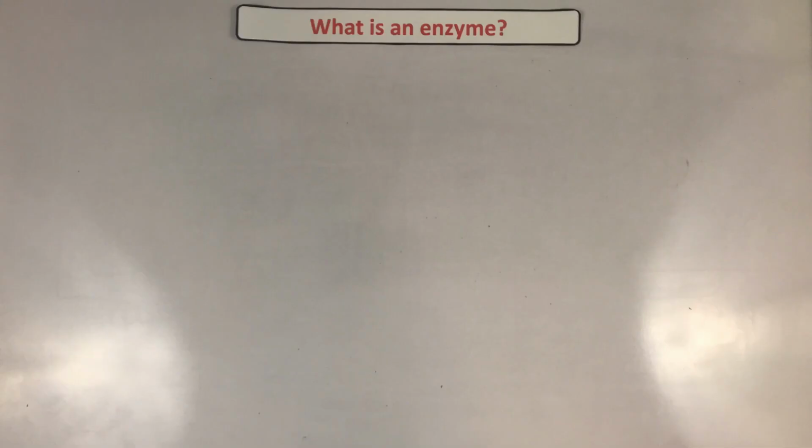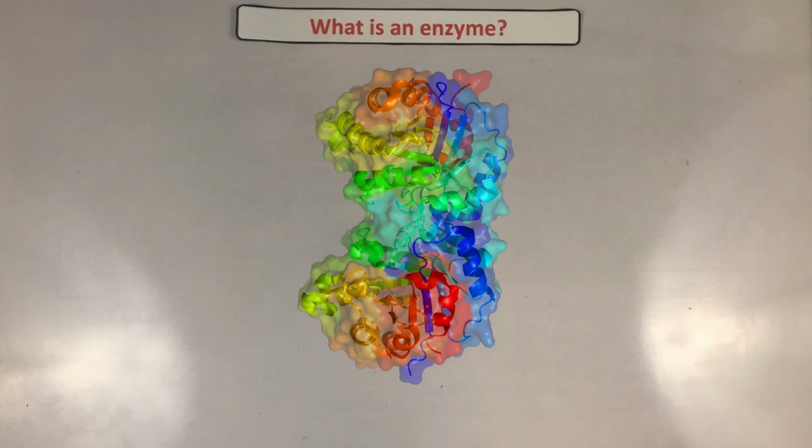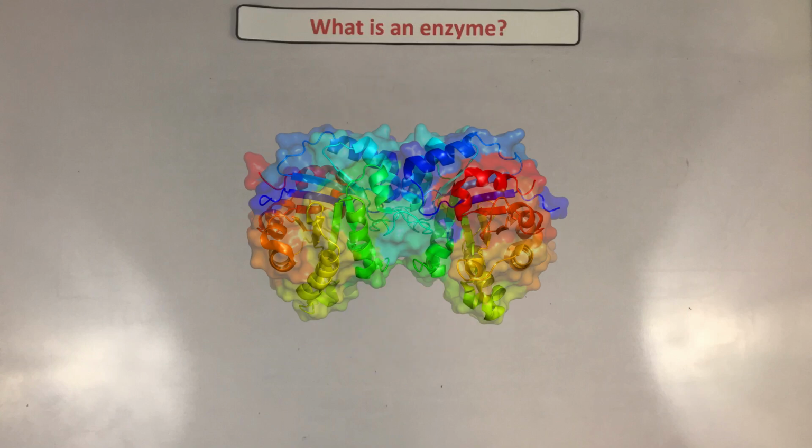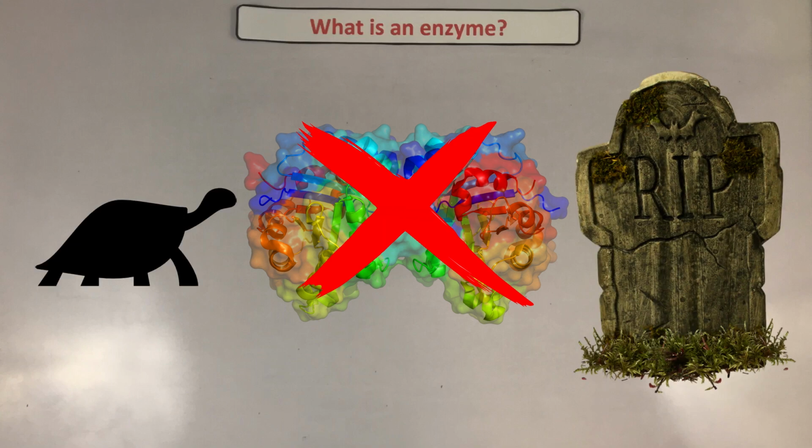Now, one of the most important classes of proteins in your body are enzymes. They speed up chemical reactions without being used up. This is important for metabolism. If you have no enzymes, so if I took all the enzymes out of your body, your chemical reactions would take too long and you'd die.